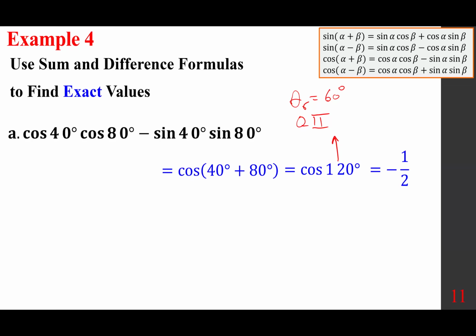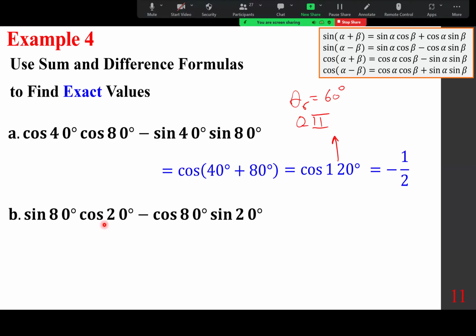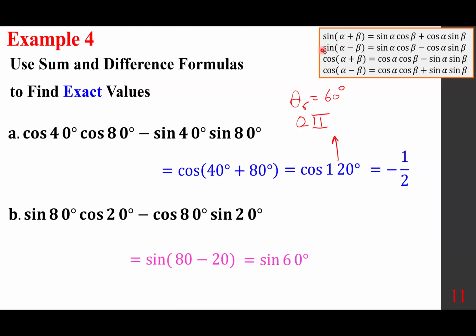Pretty straightforward. What happens here? Sine alpha cosine beta minus cosine alpha sine beta. Think about it. So that means sine of alpha minus beta. That means sine of 80 minus 20. That means sine of 60. That means square root of 3 over 2. So that's very straightforward, everybody.